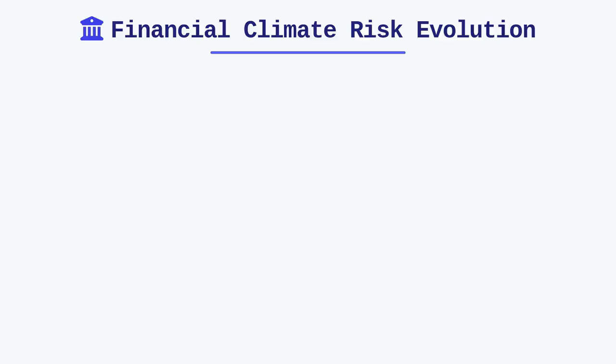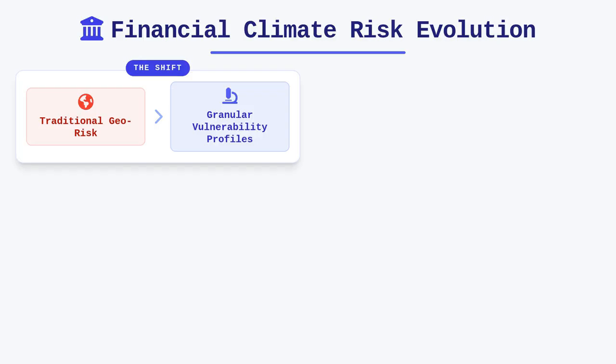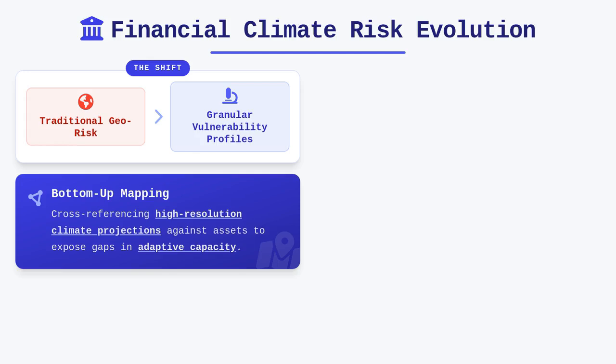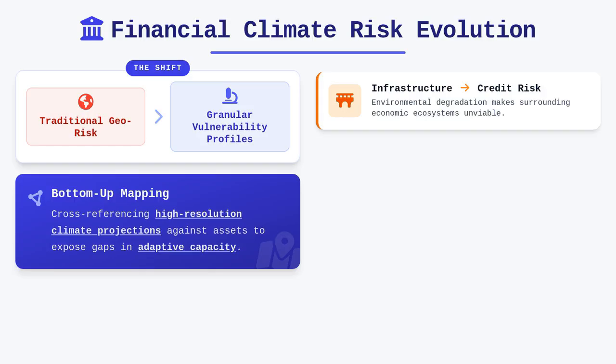The implication for financial institutions is that the traditional assessment of geographical risk must shift toward a more granular, bottom-up model of vulnerability profiles. When a bank evaluates the resilience of its lending portfolio, it needs to map those assets against high-resolution climate projections to identify regions that lack adaptive capacity. Infrastructure damage is not just a structural risk, it is a credit risk when the surrounding economic ecosystem becomes unviable due to chronic environmental degradation.